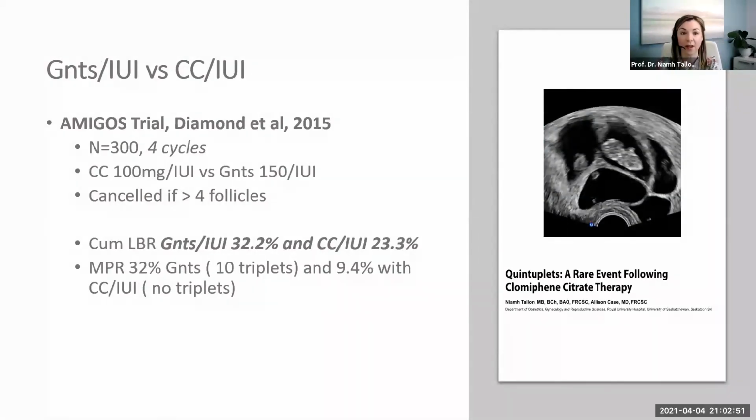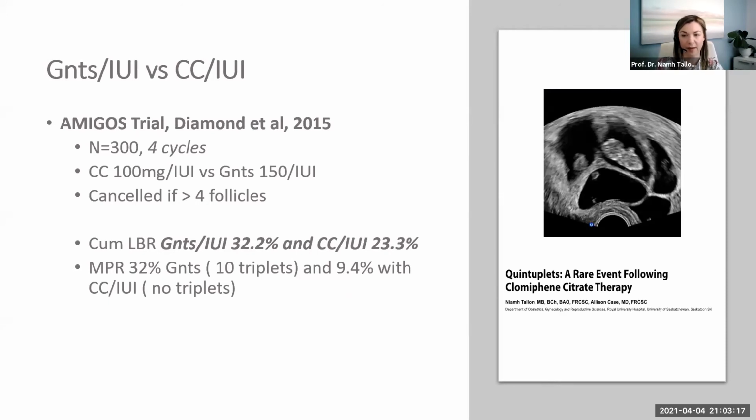But when you see the AMIGOS trial, where again, it was more aggressive, with more follicles being strived for with bigger doses of gonadotropins, you're going to see much greater live birth rates of like 32%. With Clomid, the live birth rate was 23%. But if you look at the multiple pregnancy rates with gonadotropins, it was 32%, with 10 sets of triplets amongst these patients. There were 300 patients. And 9.4% with Clomid.